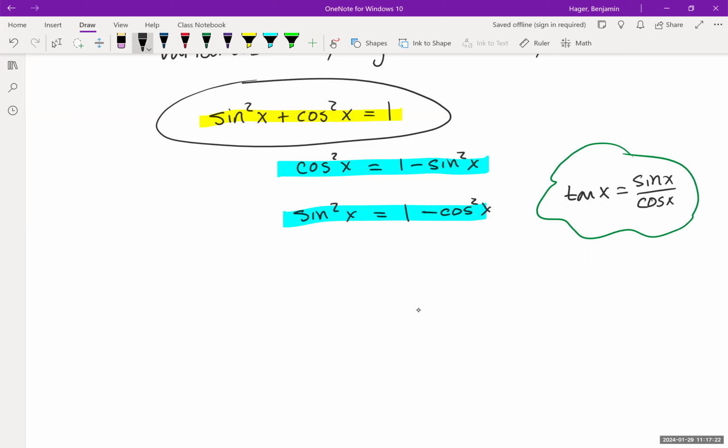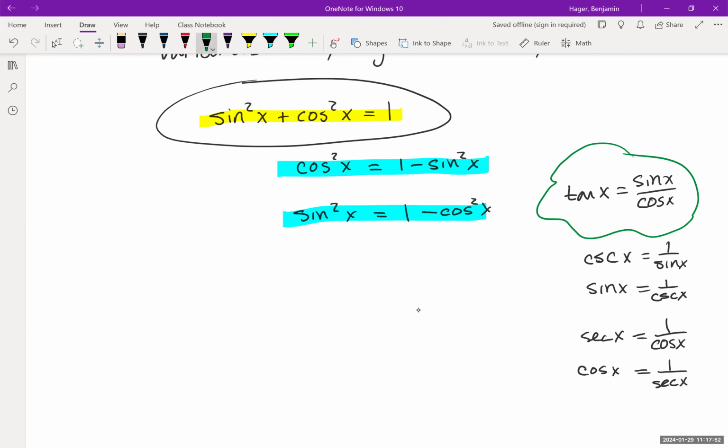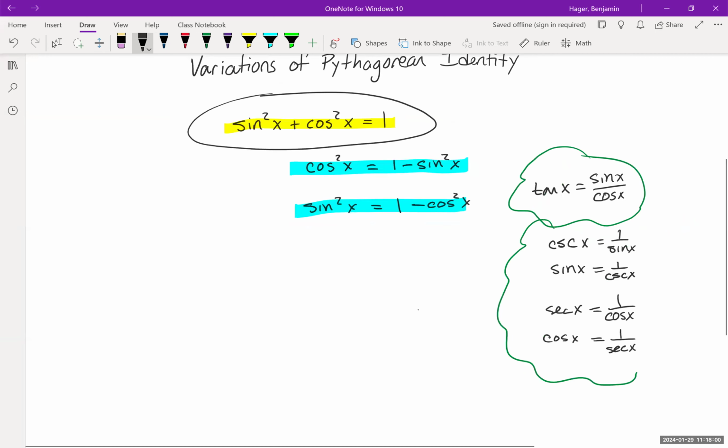And we've also got to remember some reciprocal identities, that cosecant of any angle is 1 over sine, or rather sine of an angle is 1 over cosecant, right? We can go either way with those reciprocal identities. And we also remember that secant of an angle is 1 over cosine of that angle, or vice versa. 1 over cosine is secant of that angle. So we've got to keep in mind some other identities, but using these, we can take this one Pythagorean identity in yellow and see it a few different ways.